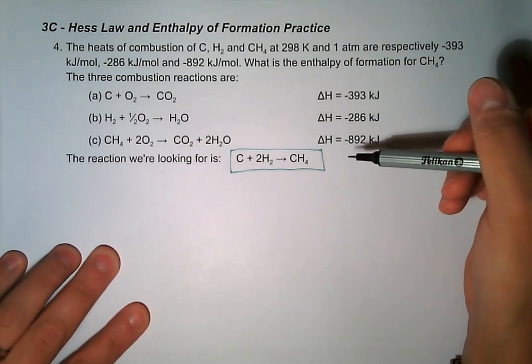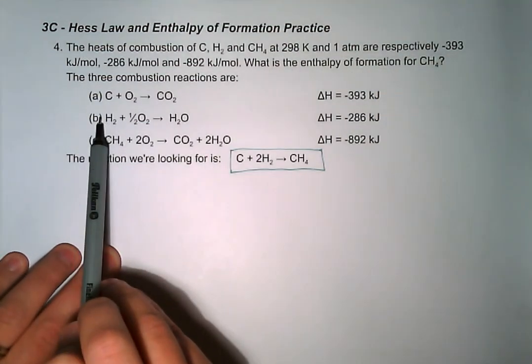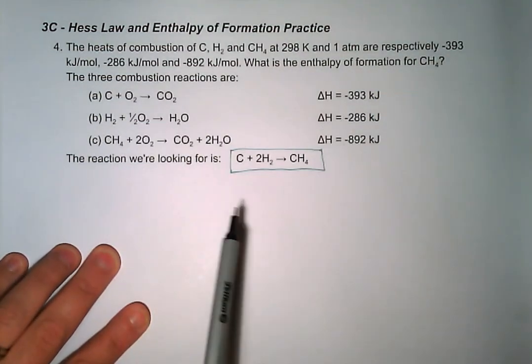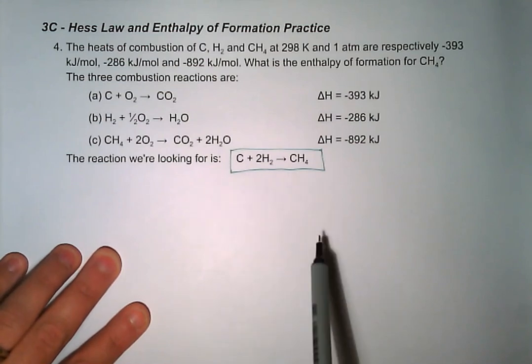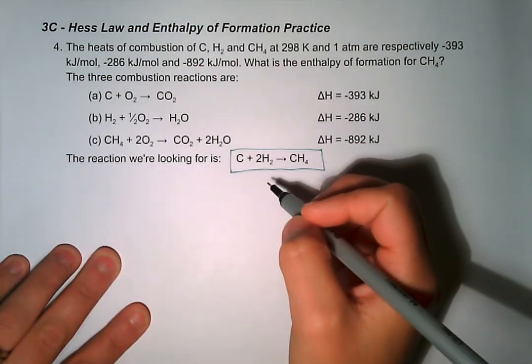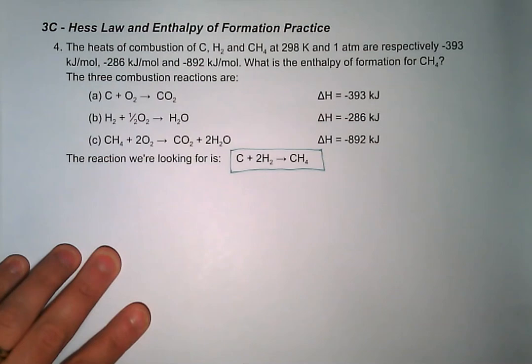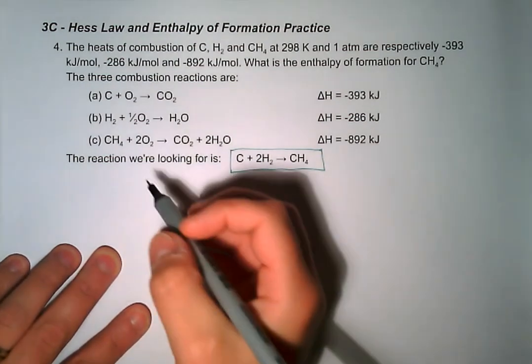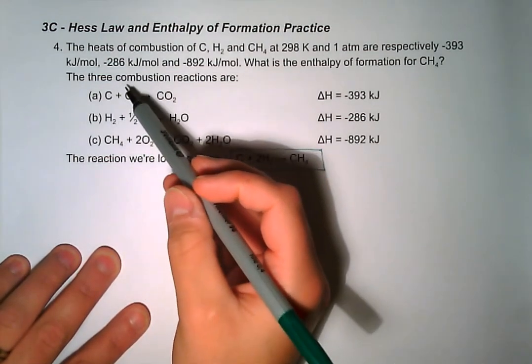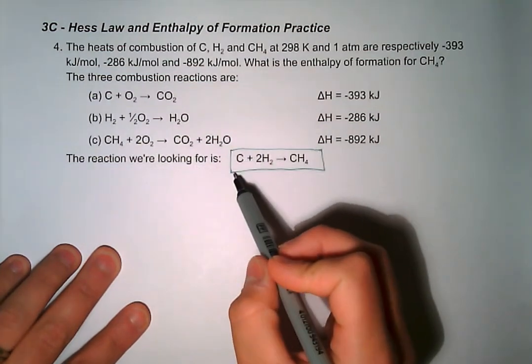So in Hess's law problems, you'll generally be given a list of reactions with their enthalpy values, and then you'll be given a different target reaction. So here's our target reaction, and these are the three reactions that we have to work with. So we need to manipulate these equations so that when we add them all up, we end up with just this reaction left over.